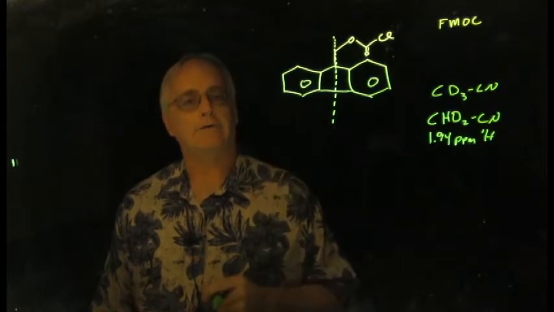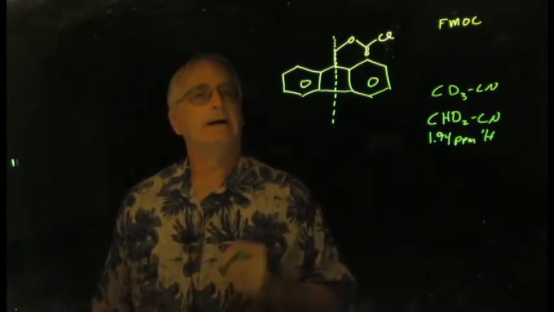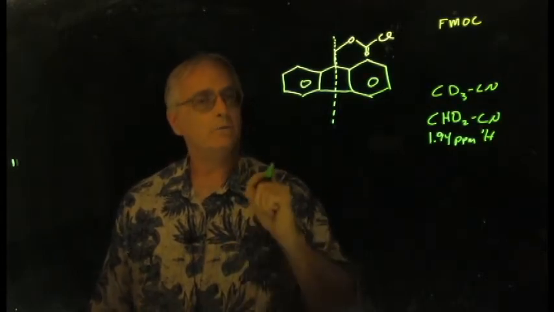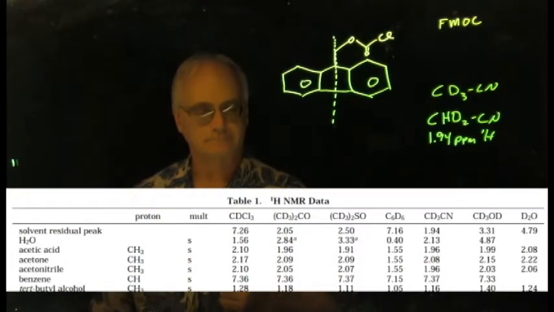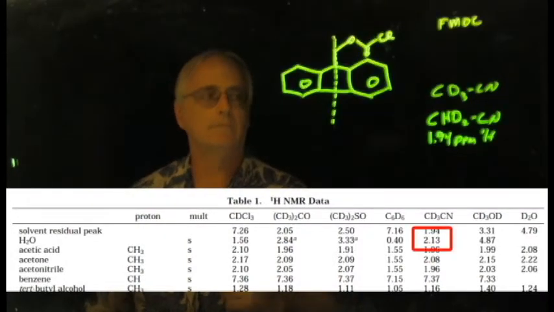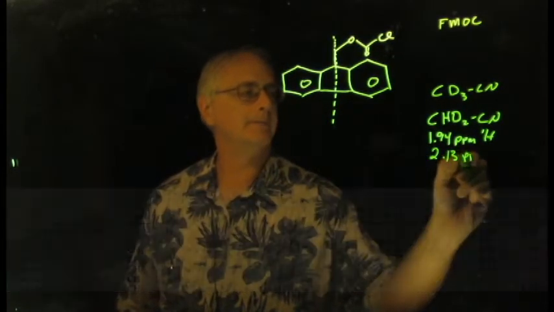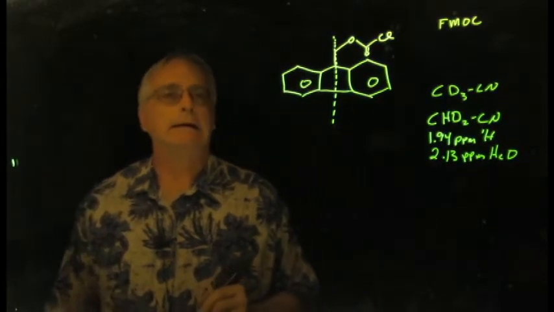The other one that we see fairly close by is a large singlet over here, and the reference standard tells us, and this is extraordinarily common, that water in deuterated acetonitrile will come up at about 2.13 ppm. That's the water peak here.